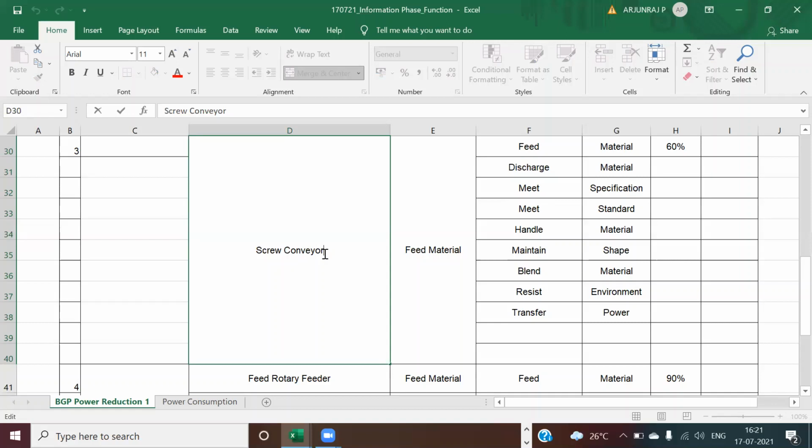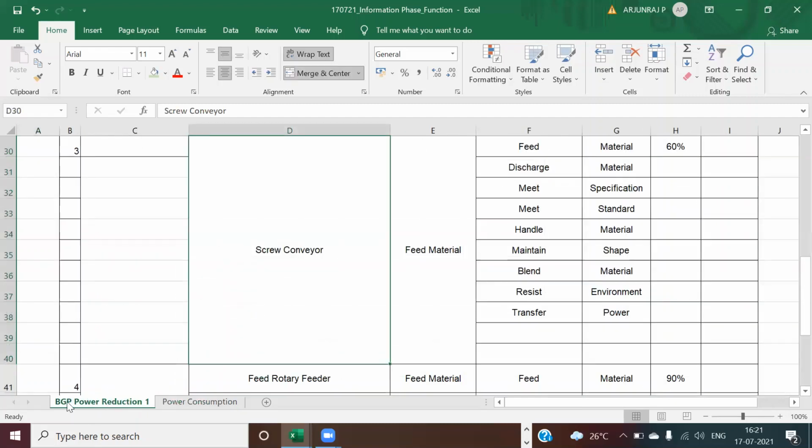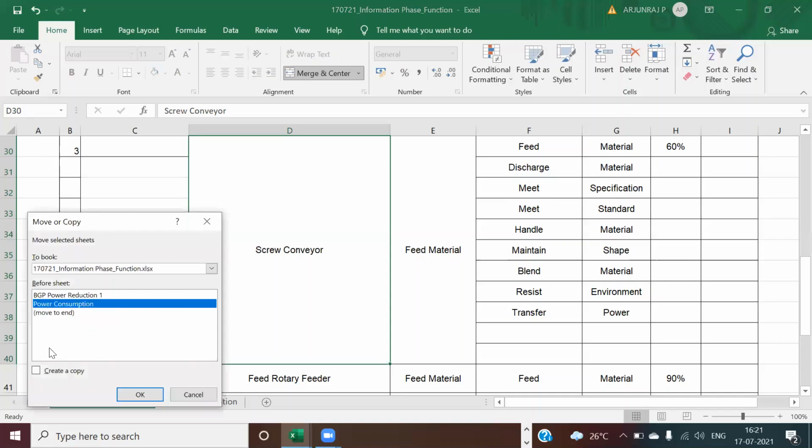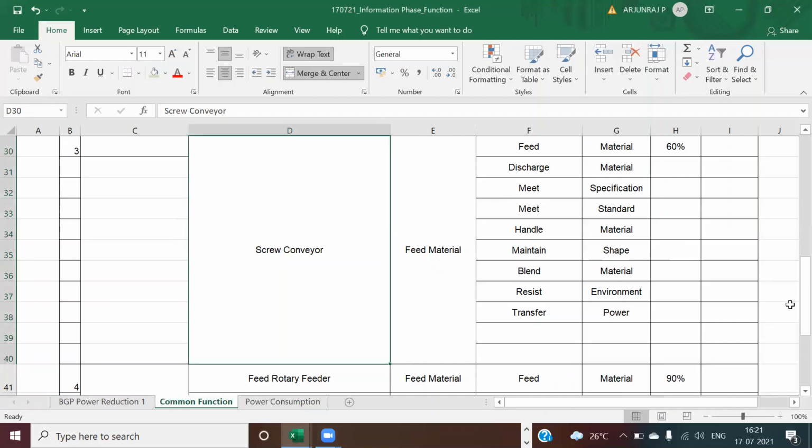Okay, so now let us stop here. Now I think we move to the FAST diagram. Yes, now we go for the common function first. Now we are going to write the common functions. So what is the common function all about? Let me explain that.